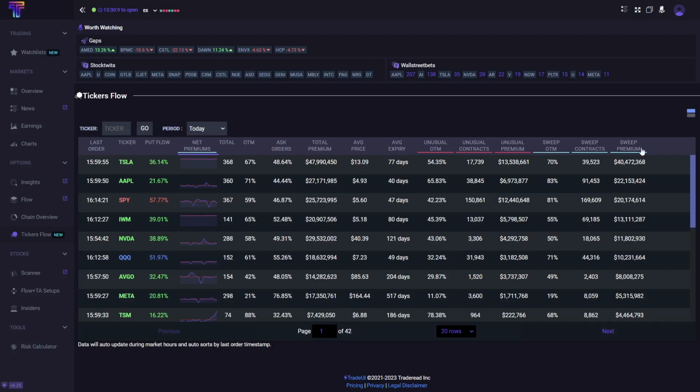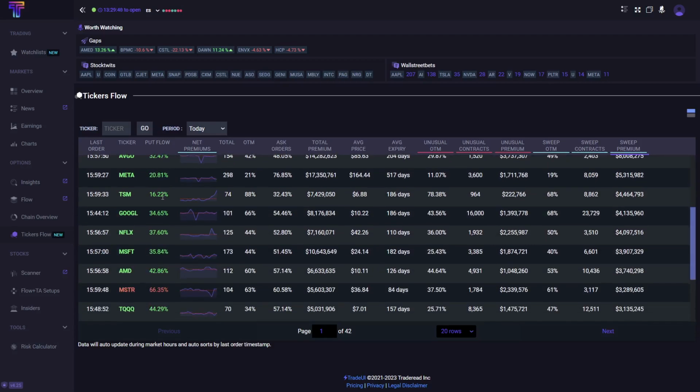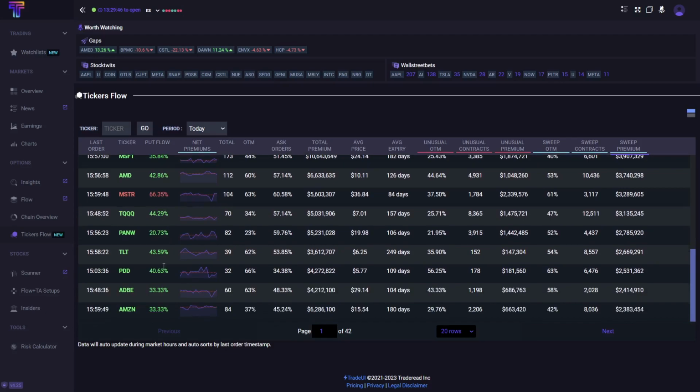That's going to be the premium for option sweeps through the day. That's going to be people buying a lot of options at one time. So, let's filter this out and see where a lot of money came in today. Of course, Tesla is always heavy in the option world, and it looks like Apple had a heavy day today too. But let's see if we can find something that had heavy sweep premium with the lowest put flow as possible. Let's scroll through, see if we see something on the good side for us.